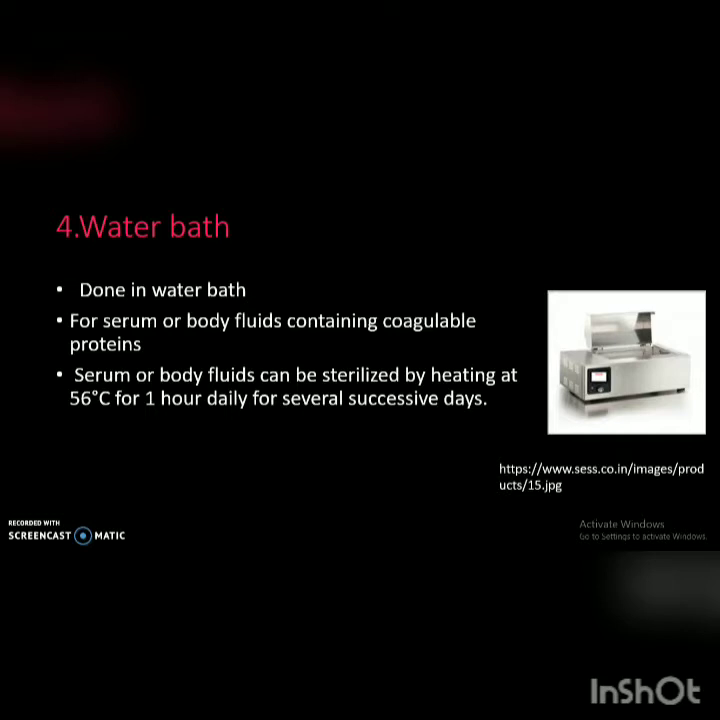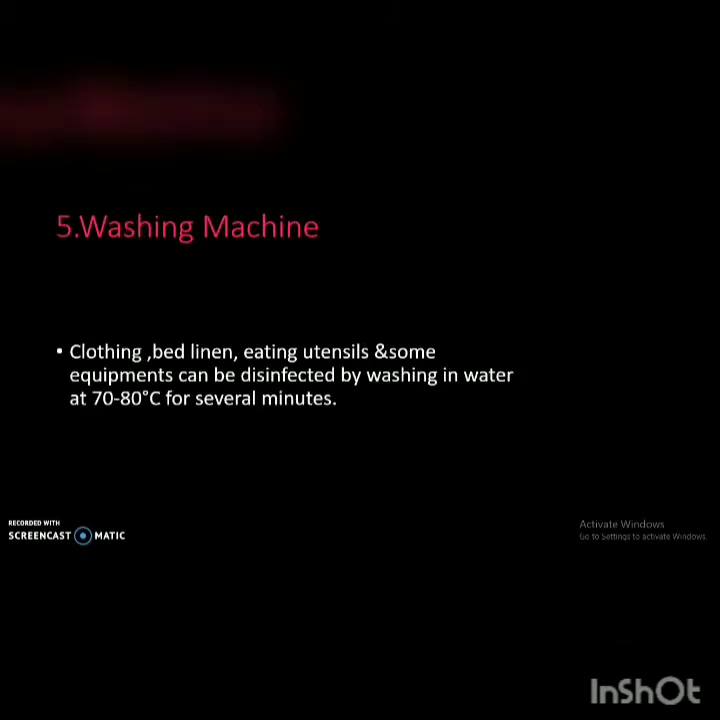Next is water bath. It is used for sterilization of serum and body fluids which contain coagulable proteins. These fluids can be sterilized by heating at 56 degrees Celsius for 1 hour for several successive days. Fifth one is washing machine. This is mainly for sterilizing clothing, bed linen, eating utensils and some other equipment. It is done by disinfecting by washing in water at 70 to 80 degrees Celsius for several minutes.